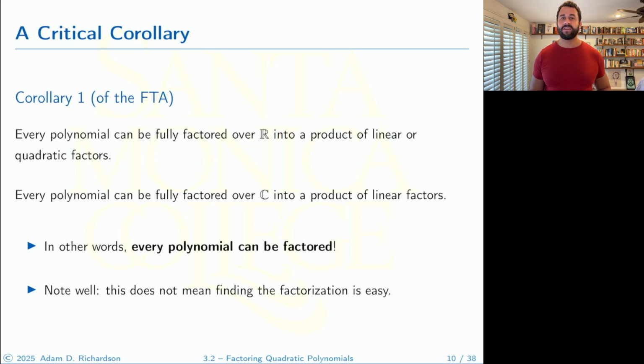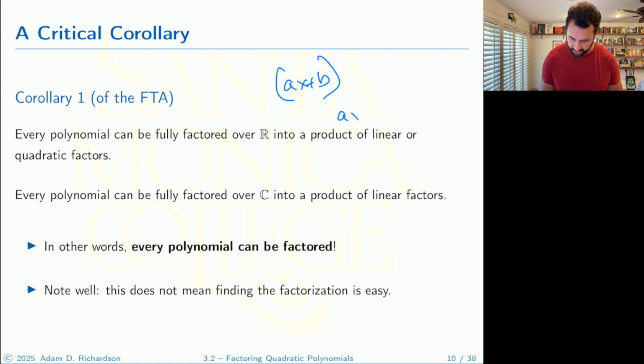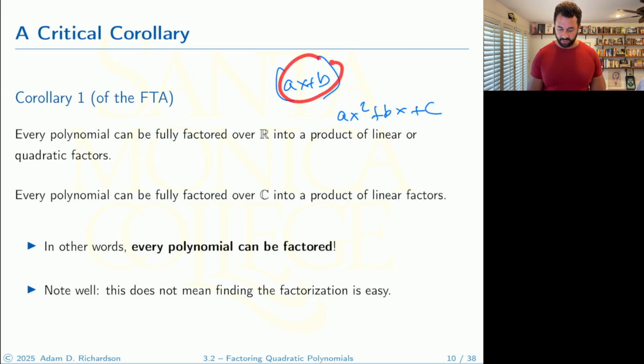And here's the best part. If you're only allowed to factor over R, no matter how crazy that polynomial looks, your factors are going to be linear or quadratic. If you allow yourself to use complex numbers, every factor will be linear, meaning it'll look like ax plus b. That's a linear factor. Quadratic factors look like ax squared plus bx plus c. So if you're only factoring over R, all of your factors will look like this or this. If you're factoring over C, all of them will look like this. Pretty amazing. We'll see why even more as we go along.